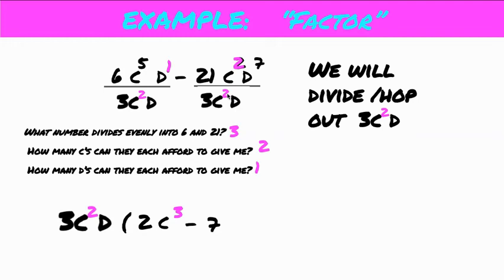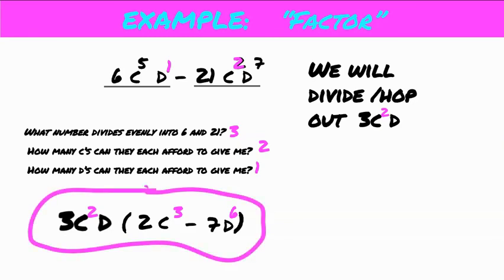And how about the d's? I have d to the 7th over d to the 1st. 7 minus 1 is 6. Or you can picture that 1 on the bottom canceling out 1 on the top. And this now is the factored version of the original polynomial. So let's remove that division up above. That was the original problem, and we just said this is our answer.